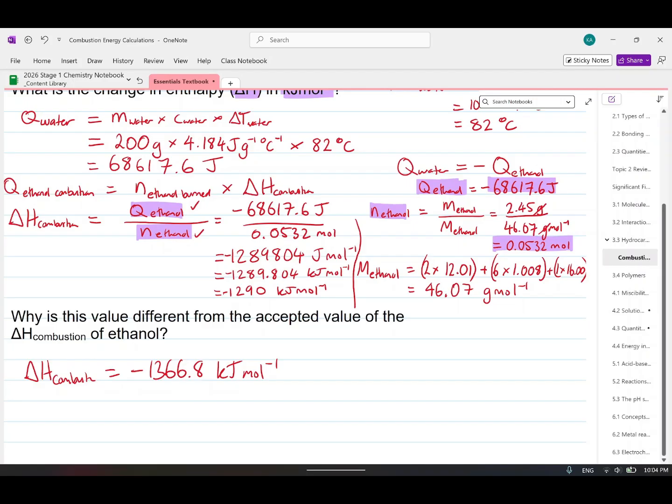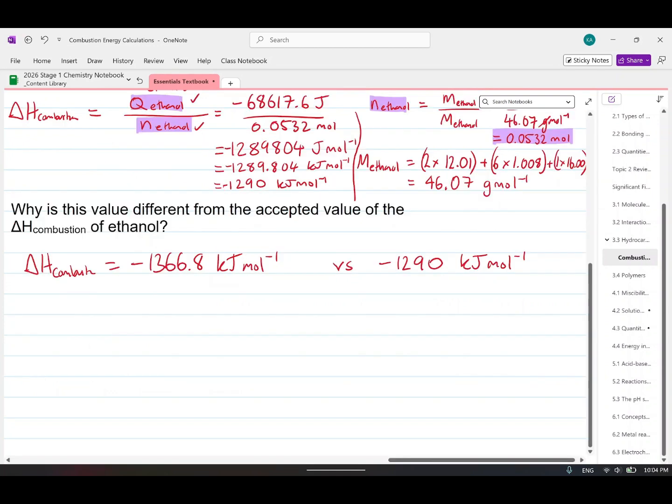kilojoules per mole. Now, these numbers are different enough that it isn't just the number of significant figures that has had the impact. If the numbers were pretty close, then that might be an impact. But because they're significantly different, we need to have a think about what has caused this difference. Essentially, what we're saying here is that we have calculated that the ethanol isn't releasing as much energy as we expect, or as it should.